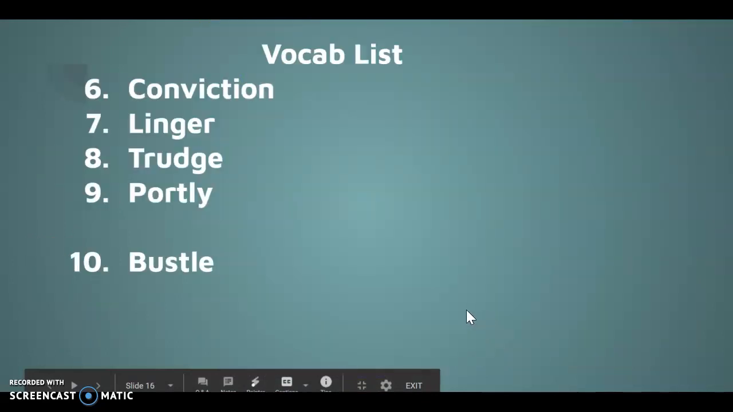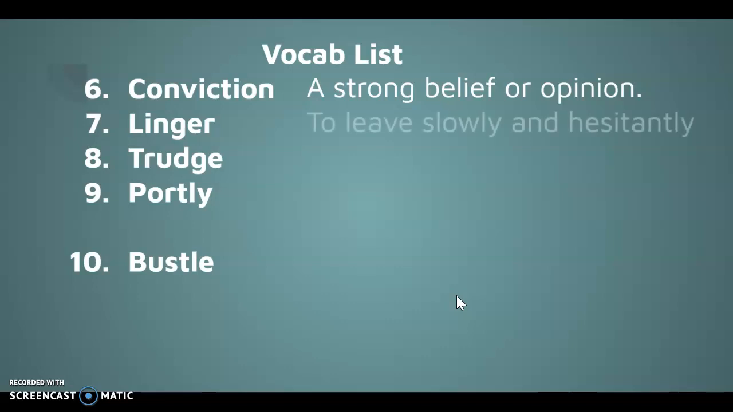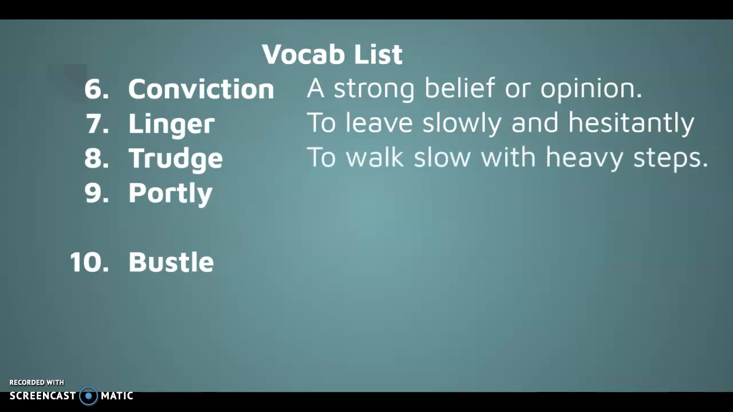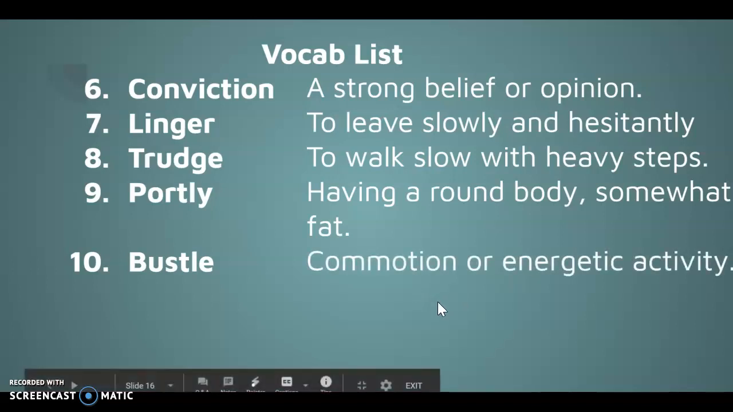So, here are the 5 words from today, and I just want to review them with you. So remember, conviction is a strong belief or opinion. Linger means to leave slowly and hesitantly. It can mean to stay longer than expected, to hang around for a while. Trudge is to walk slowly with heavy steps. Portly, having a round, somewhat fat body. And bustle, commotion or energetic activity. That can also be used as a verb as well.